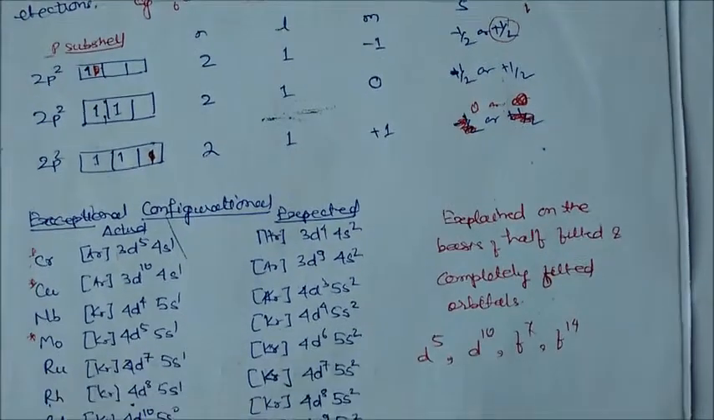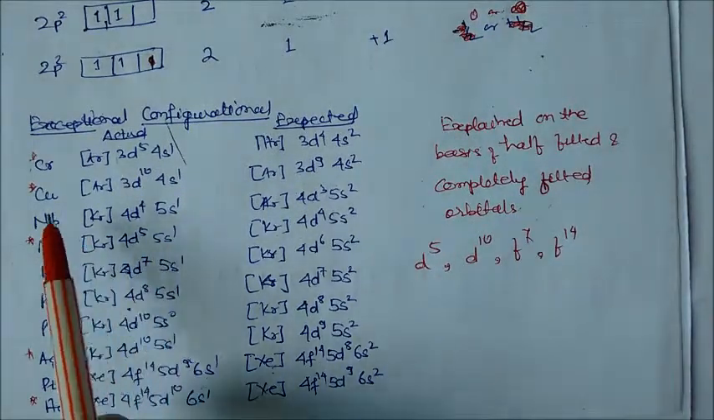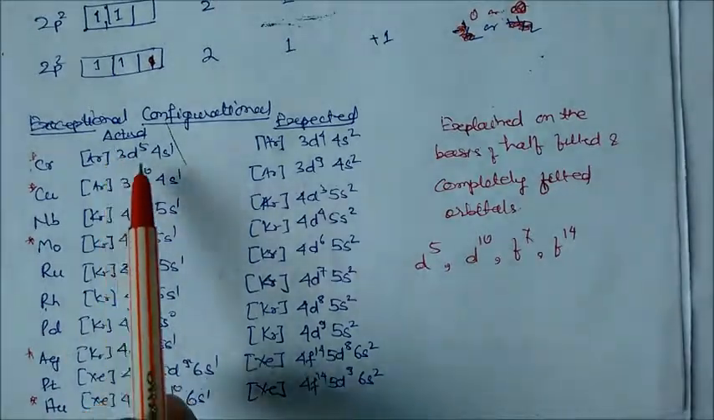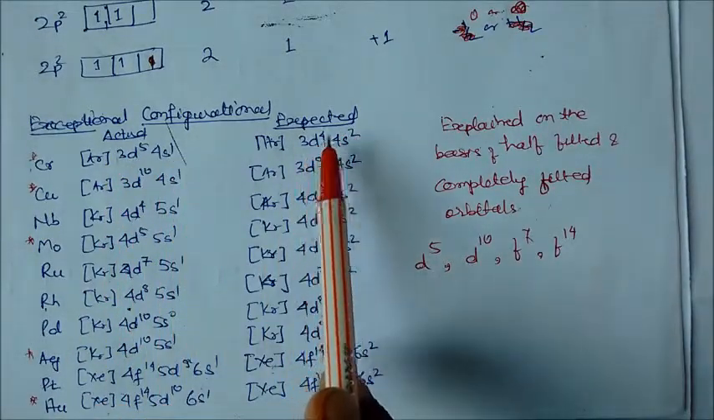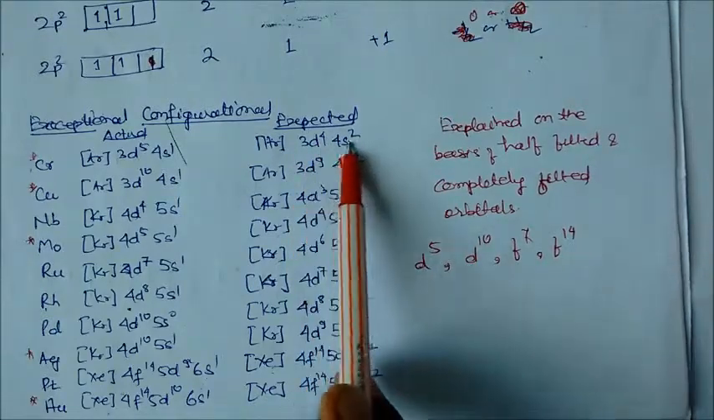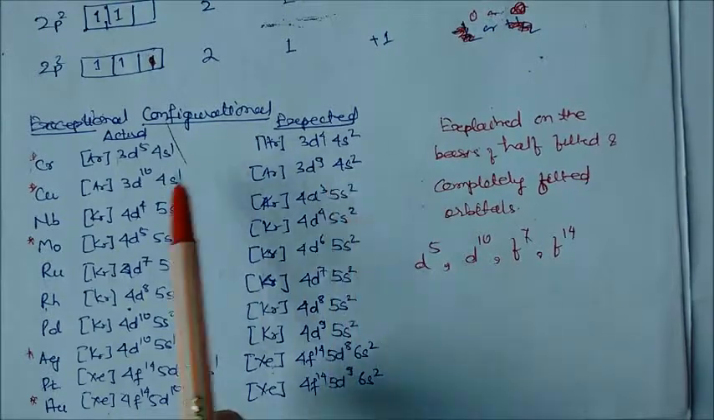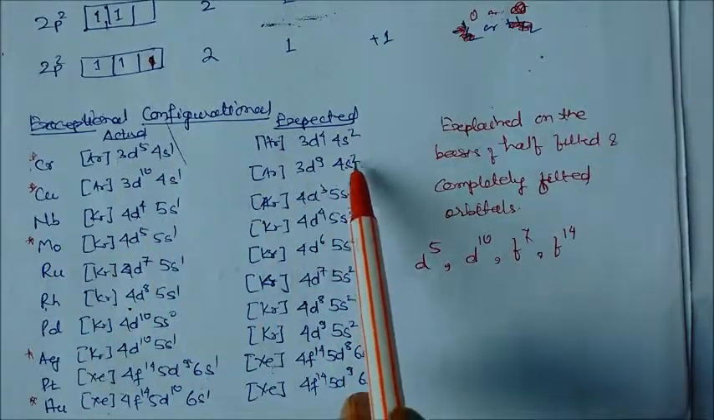There are some exceptional configurations you can see here: chromium, copper, niobium, molybdenum, ruthenium. The actual configuration is 3d5 4s1, but the expected configuration is 3d4 4s2, according to the n plus l rule. This one is also according to the n plus l rule, but we are getting 3d10 4s1, meaning one electron from the 4s has jumped to 3d10.